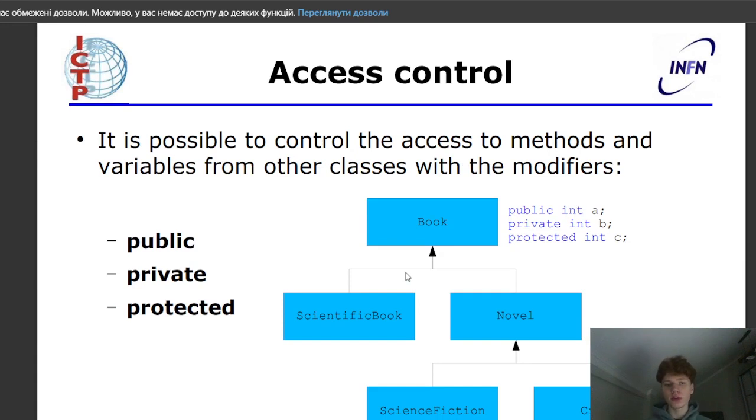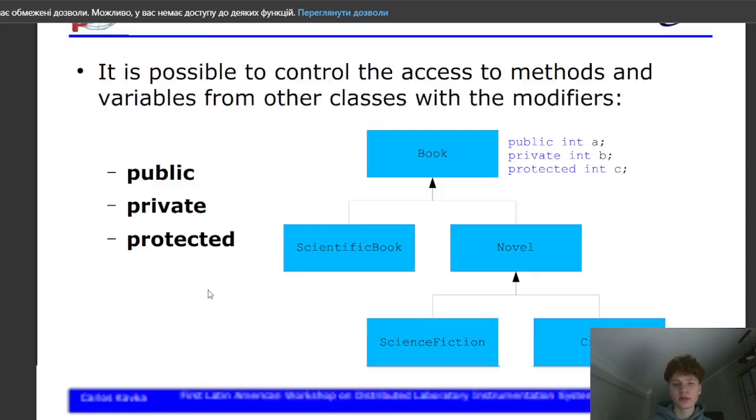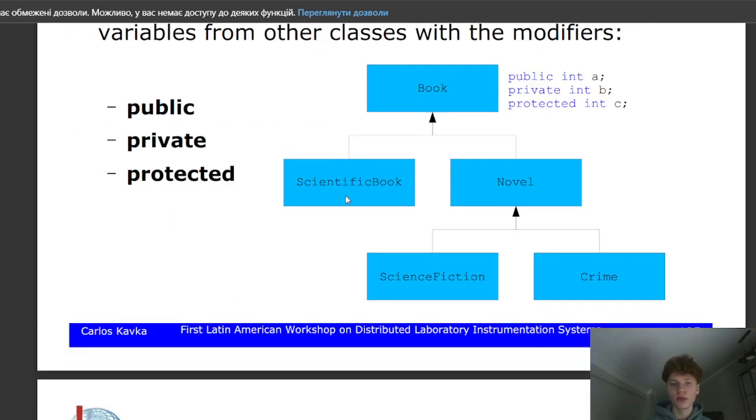Access control. It's possible to control the access to methods and variables from other classes with the modifiers public, private and protected. Book, ScientificBook, Novel, ScienceFiction, Crime.